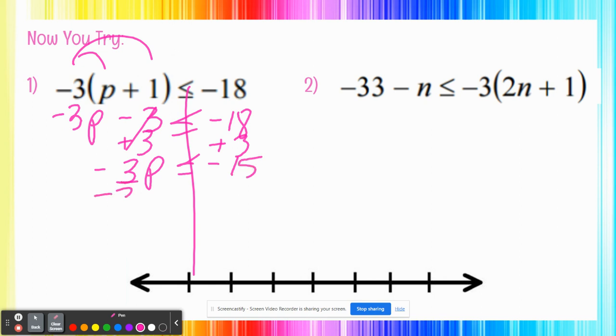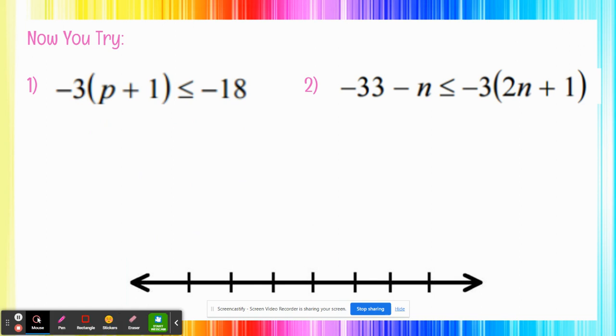I'm ready to divide by negative 3. Divide both sides by negative 3 to get my p isolated. But I divided by a negative, I need to reverse my inequality sign, and that gives me positive 5. So if I were to graph that, it would be a positive 5 with a solid dot because it's equal to, and all those numbers are to the right. Okay.